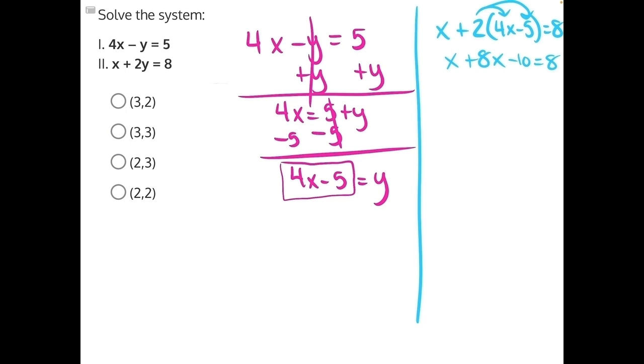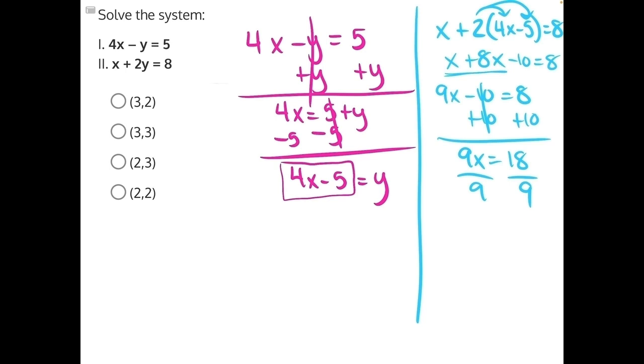Now we can combine like terms. x plus 8x will give us 9x minus 10 is equal to 8. Then opposite operations, we can add 10 to both sides. These will cancel, leaving us with 9x is equal to 18. And finally, 9 is being multiplied to x, so the opposite is division on both sides. These will cancel, giving us x is equal to 18 divided by 9 is 2. So our x value has to be 2, which means our answer choices are either C or D.